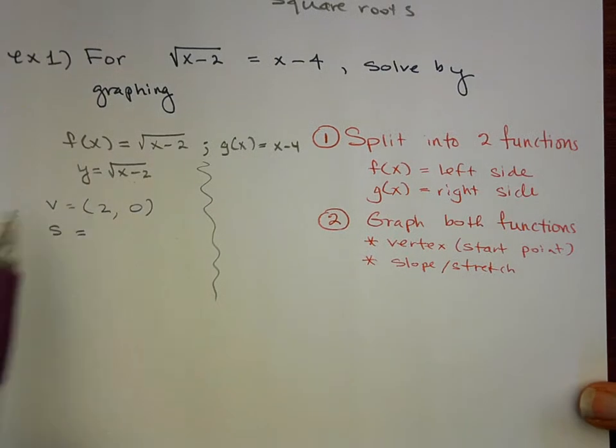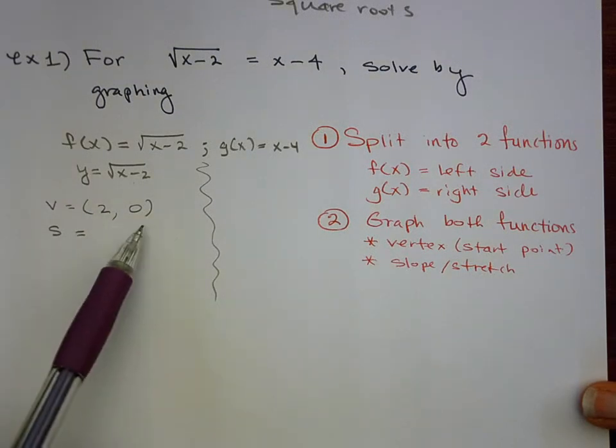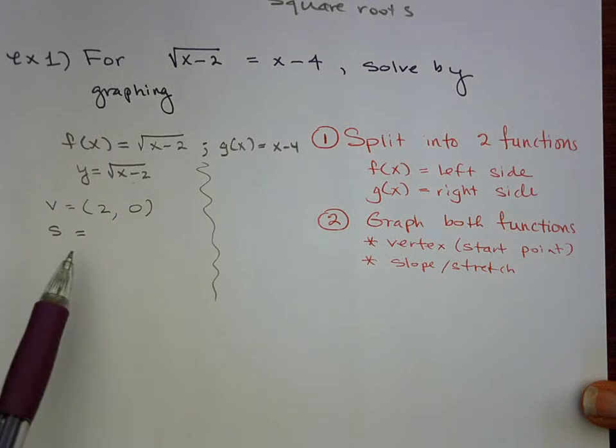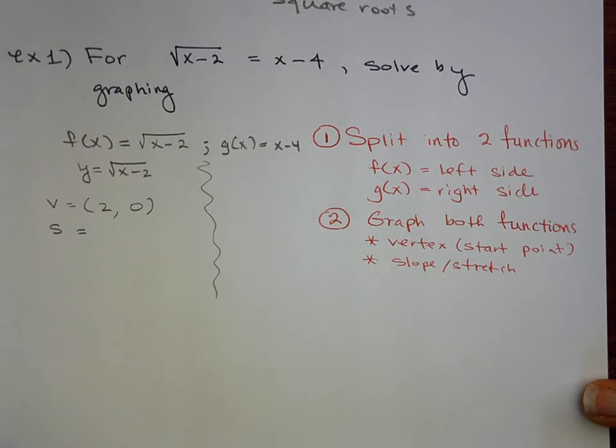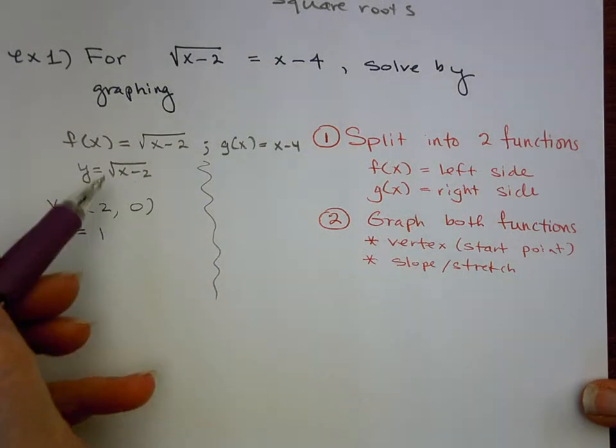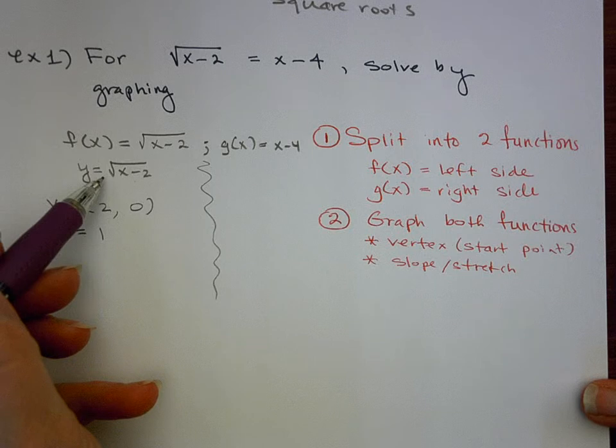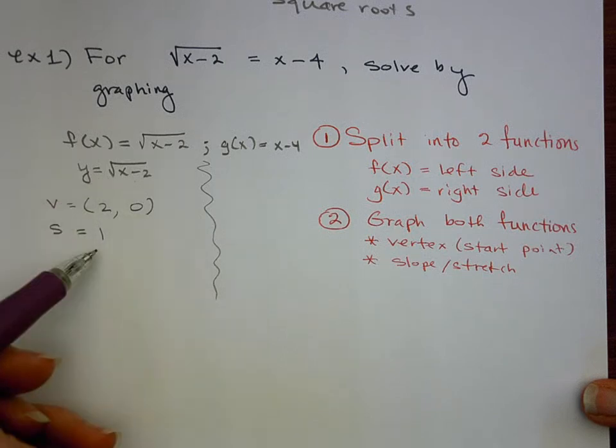So just a reminder, if we're missing a shift, we use 0, right? If we're not adding or subtracting something to a variable, we use 0 for the shift. But if we're missing the slope, do we use 0 for the slope? No, okay? So then what's going to be our slope or stretch? So Parker, what's our slope on this? 1, right? So we don't have any number in front here, so we use 1. And in this case, it's a stretch, right?